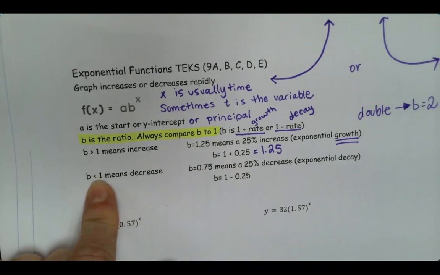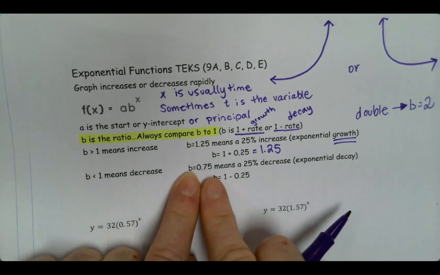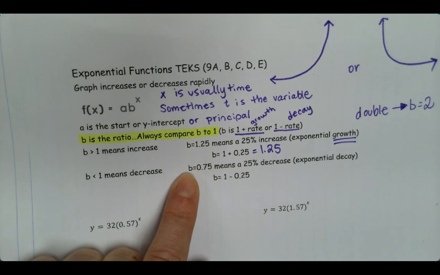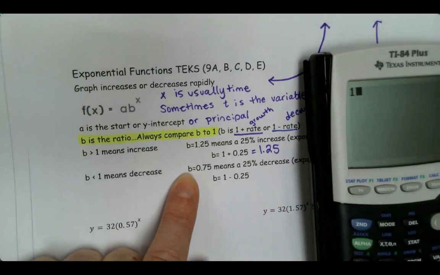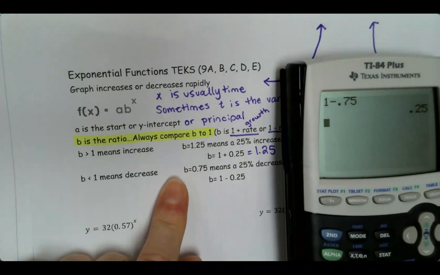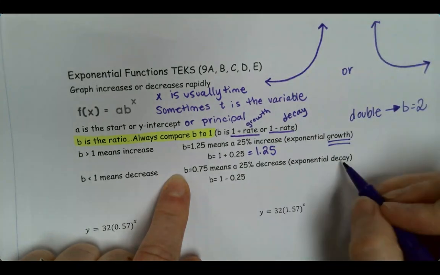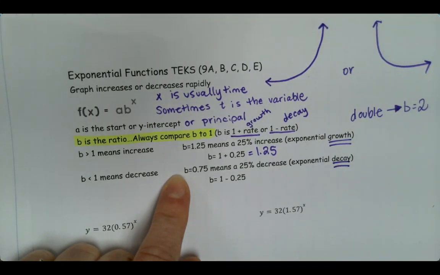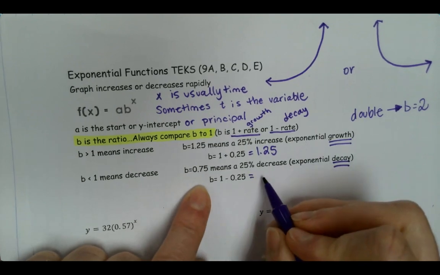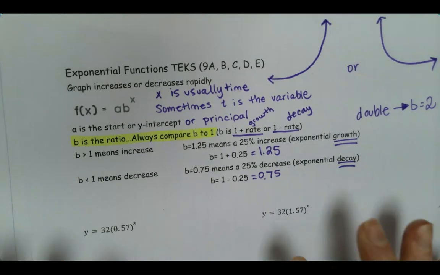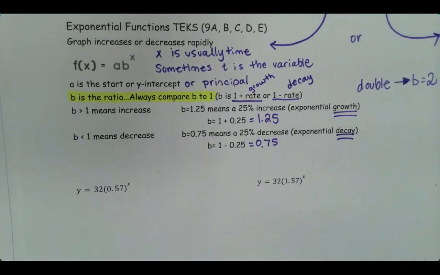If it's less than 1, then that means decrease. So let's say that our B is 0.75. Then how far away is 0.75 from 1? You would subtract it. So you would do 1 minus 0.75. So the difference there is 0.25, which is a 25% decrease, which is called a decay. So you've got to pay attention to if it says 0 point something as your B value or 1 point something, and that determines growth or decay.